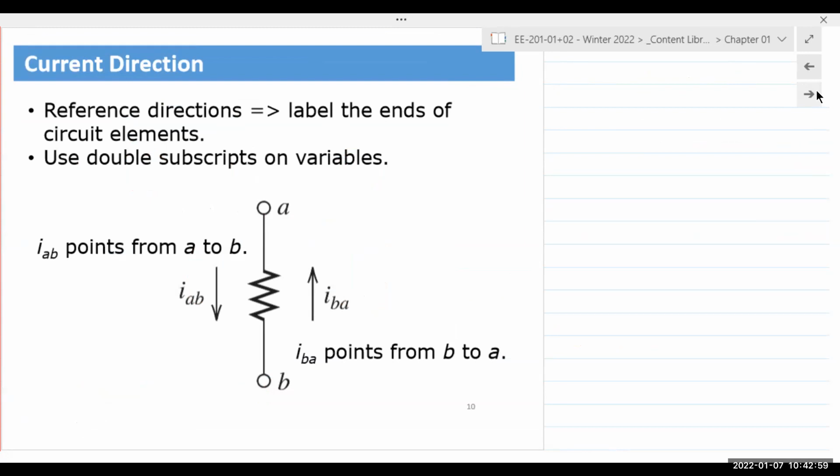Okay, so as I was saying, current moves from one point to another point. Voltage is always measured between 2 points. And so we always use a 2 subscript notation, right? We always use a 2 subscript notation. Actually, let me.